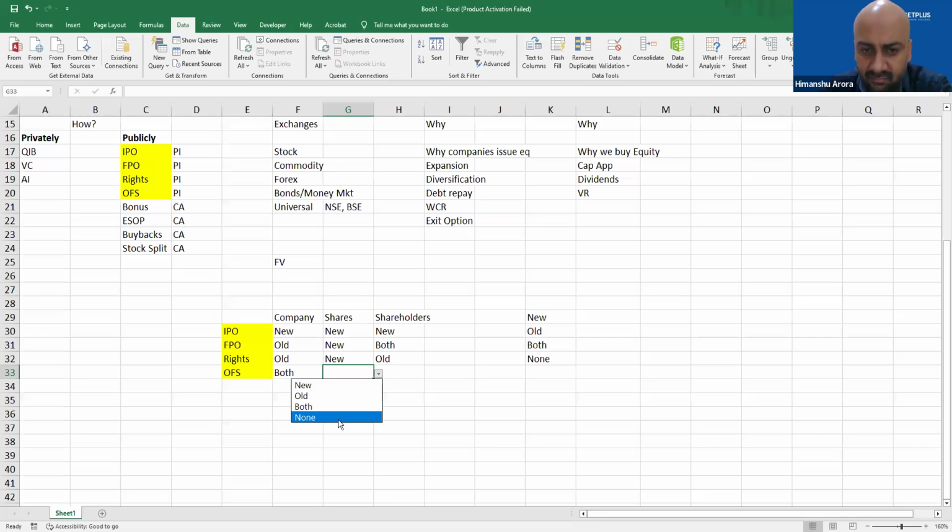The shares are old. It is the only public issue where the shares are old. And the shareholders, depending upon the company types. So this is the correct interpretation of all these terms. This is an important topic in terms of equity for capital market. Am I clear?